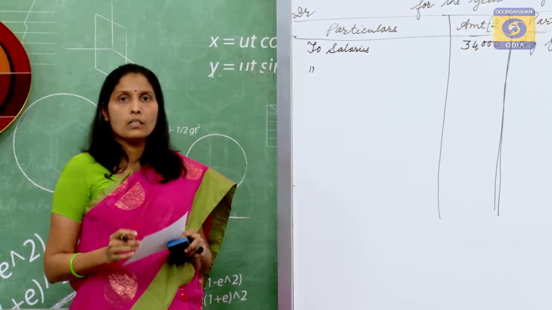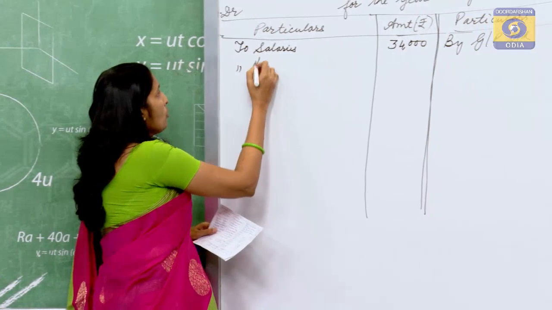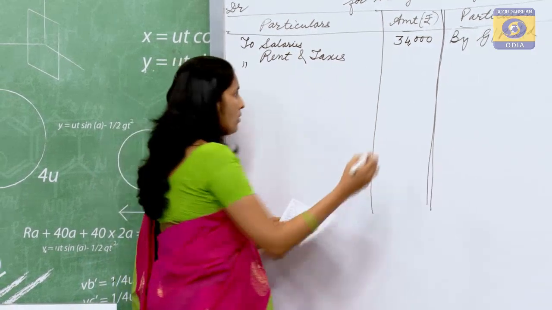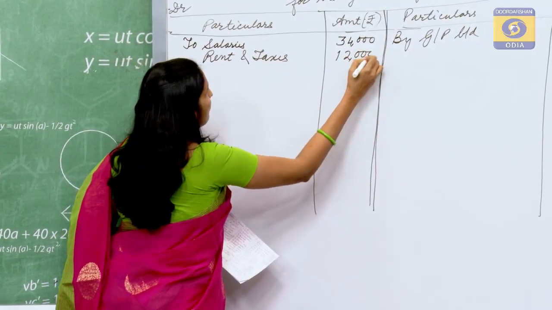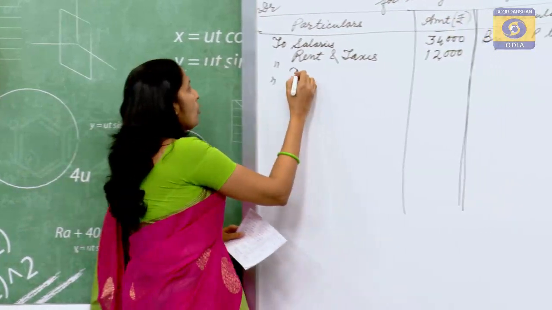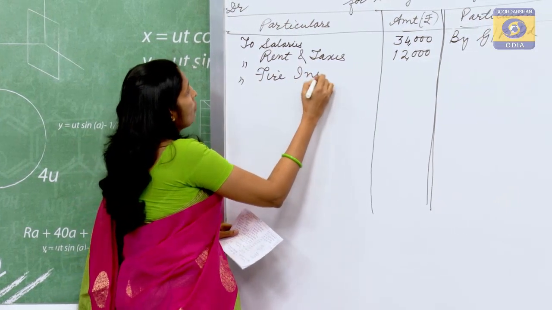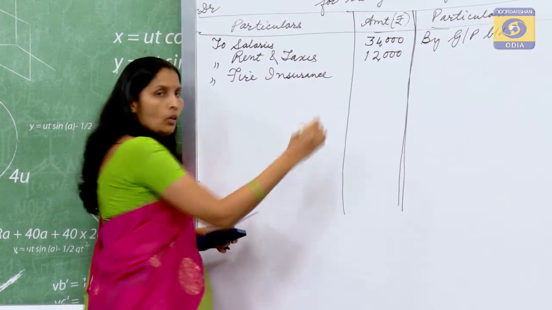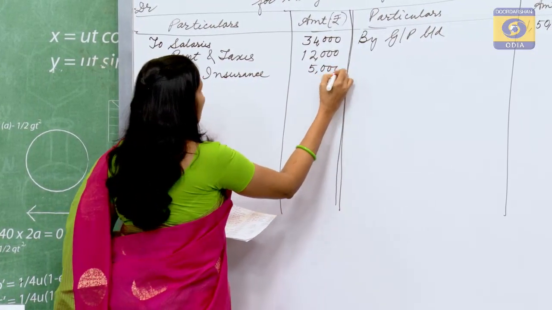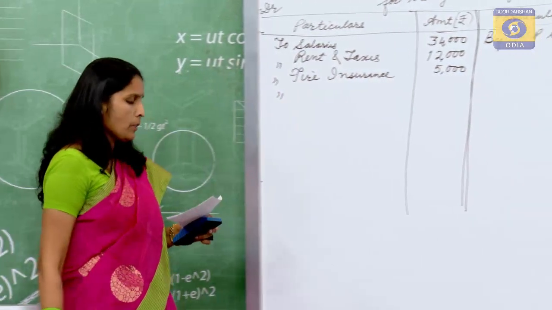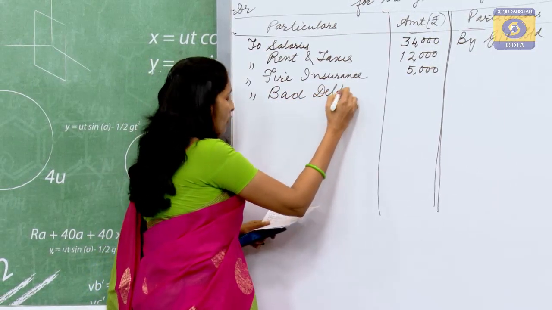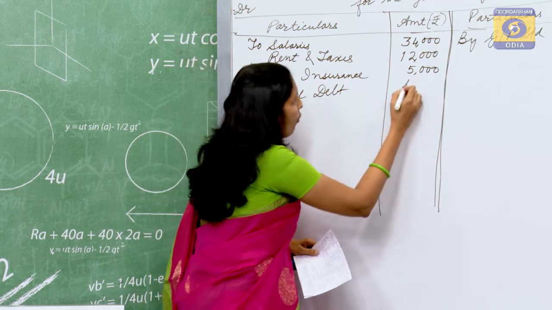Next item we have is rent and taxes. So, to rent and taxes. The amount for rent and taxes is 12,000. Next expense we have is fire insurance. So, the fire insurance premium is paid. The amount of fire insurance given to us is rupees 5,000. Next expense we have is bad debt. The amount of bad debt appearing in the question is 4,000.